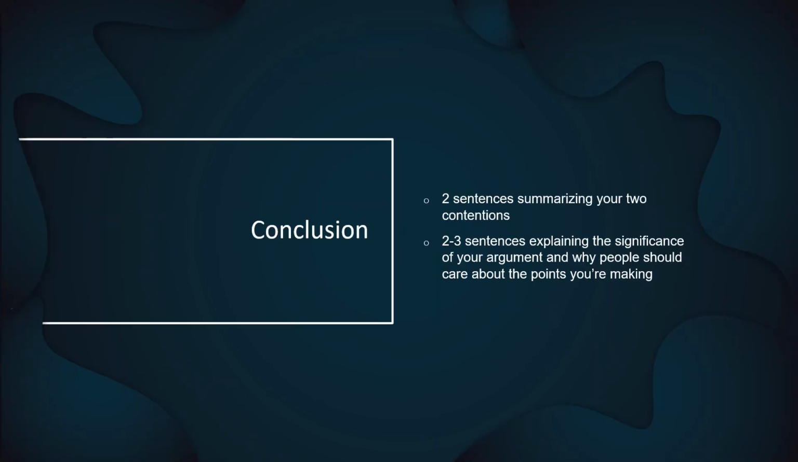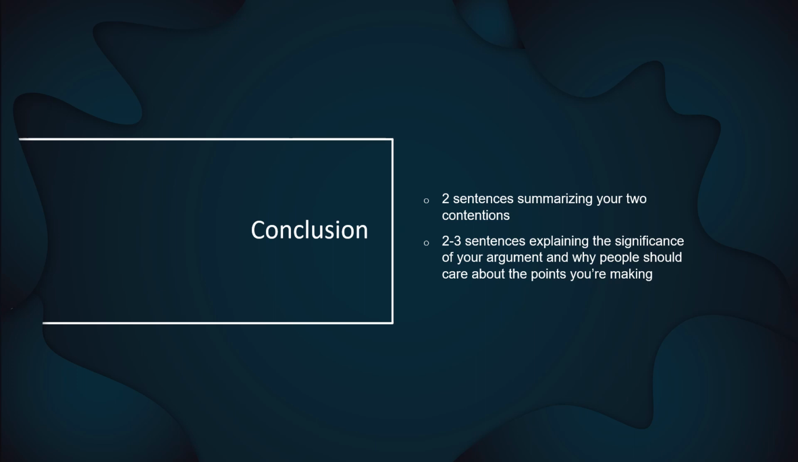Finally, we come to the conclusion. So you should start your conclusion with just quick two sentences summarizing your previous two contentions, just to remind the audience what you've been talking about for the past 2 minutes. And then finally, you should end off with 2 to 3 sentences reiterating and re-explaining the significance of your argument.